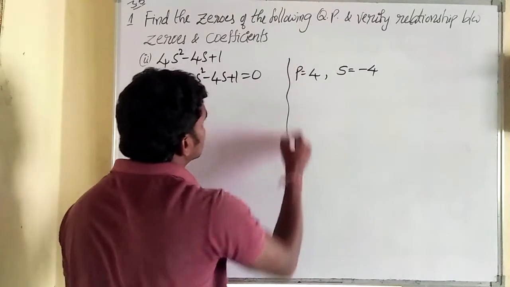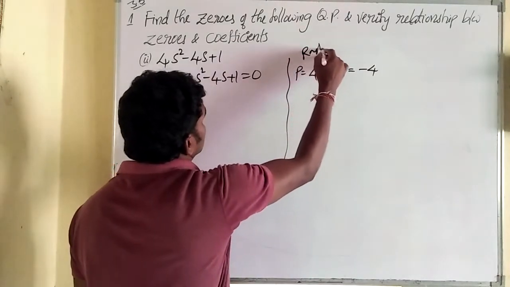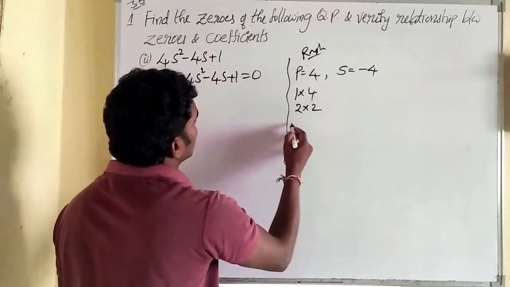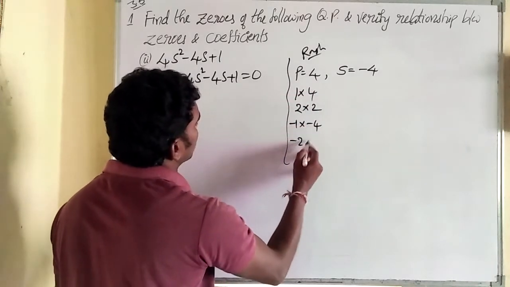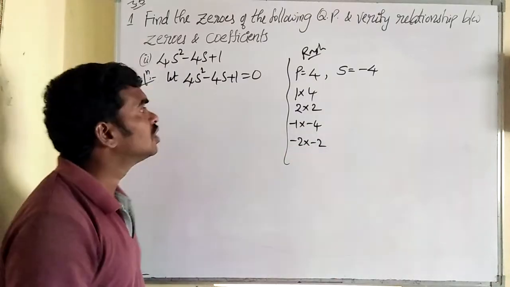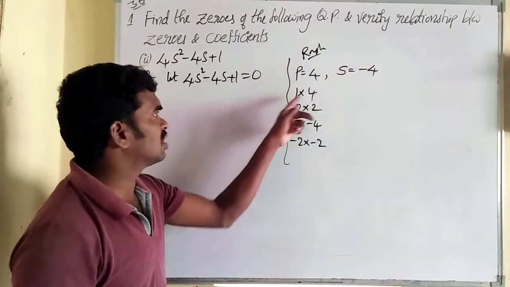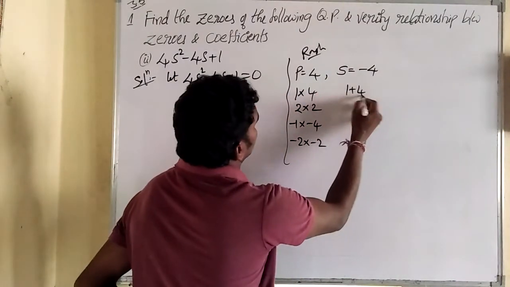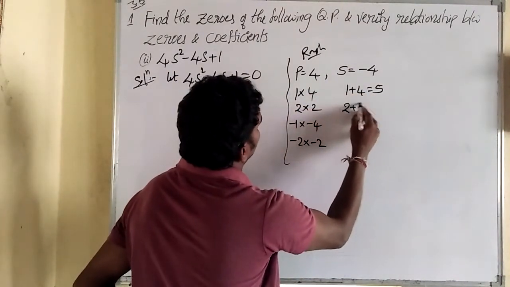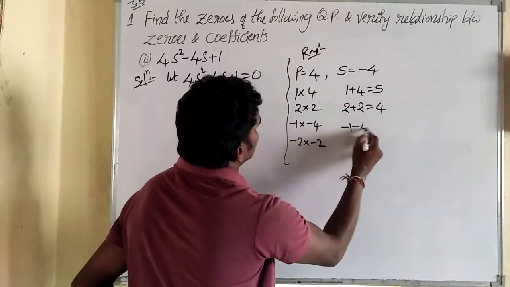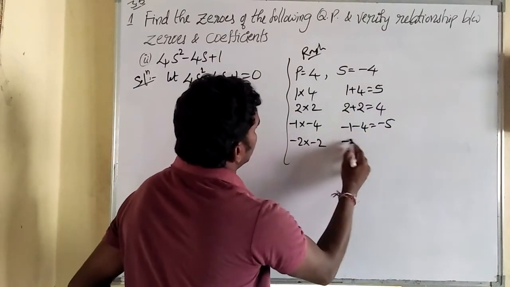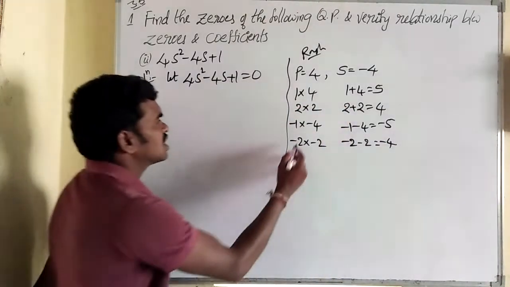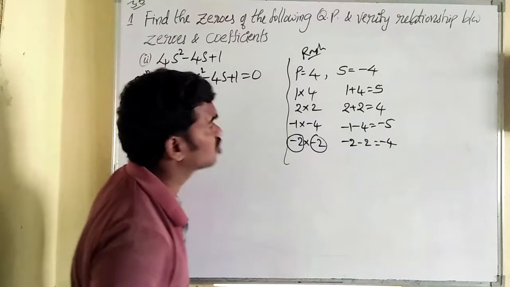So write the factors. This is rough work. 4 comes in 1 into 4 and 2 into 2, and also minus 1 into minus 4 and also minus 2 into minus 2. We should add the numbers to get the sum minus 4. 1 plus 4 how much? 5. 2 plus 2 how much? 4. Minus 1 minus 4 how much? Minus 5. Minus 2 minus 2 how much? Minus 4. So which numbers are suitable? Yes, very good. Minus 2 and minus 2 are the suitable numbers.